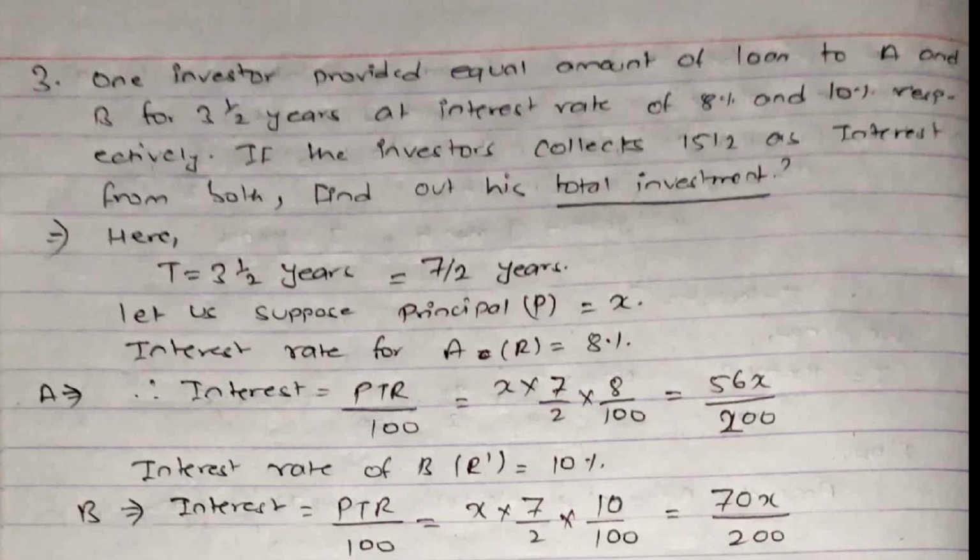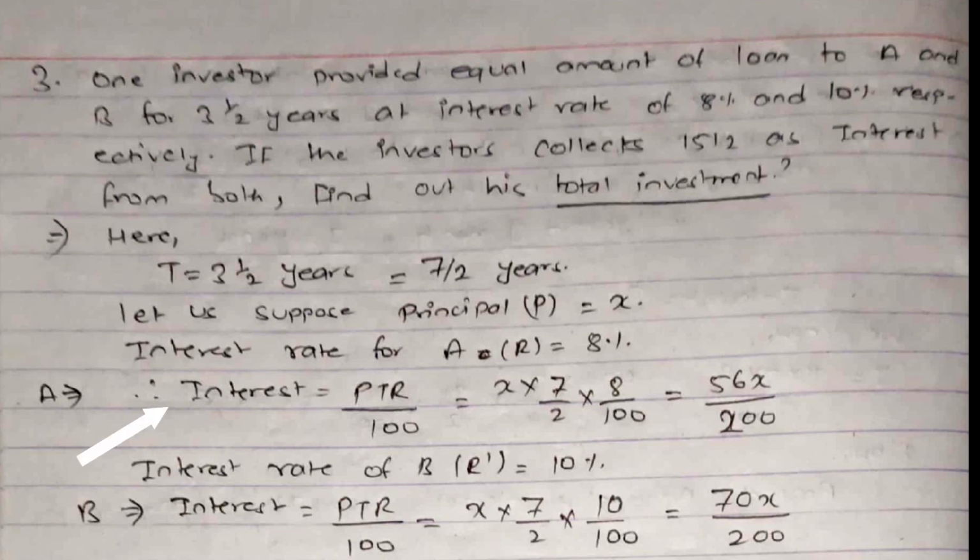So here are the given terms. Let us write the given terms first of all. Time is given 3 whole 1 by 2 years, which will be equal to 7 by 2 years. We suppose the principal to be X, or you can simply write the principal as P. Interest rate for A is given at 8%. So we should first of all calculate the interest amount for A.